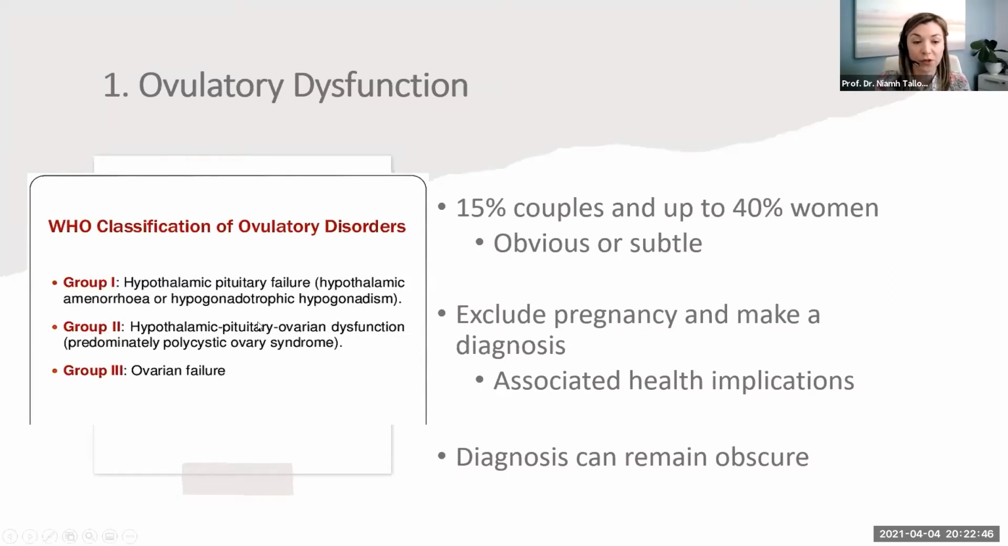And then group 2, where you're looking at other hypothalamic pituitary ovarian dysfunction, but this really alludes to PCOS, falling into this group and would represent 80% of all the patients. And group 3 are those that have ovarian failure. So they're hypergonadotropic hypogonadism based on their testing.